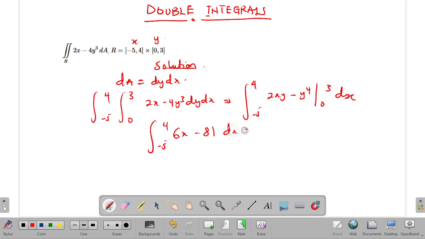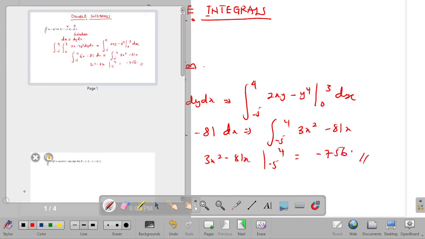So this dx. I go on with my last integral, which has become a single integral, and that is going to give me the integral from -5 to 4 of 3x² minus 81x. So I'll have 3x² minus 81x from -5 to 4. If you compute this right, you're supposed to get -756, and that is all. Let's check the second problem.